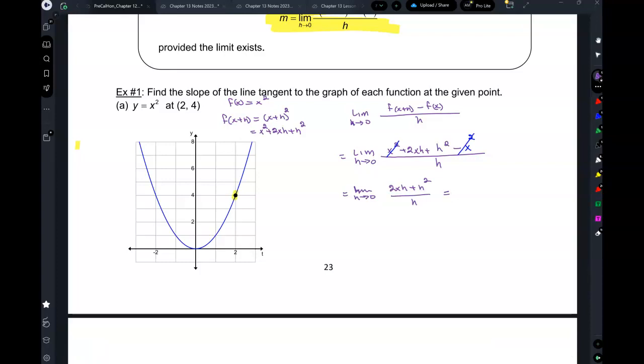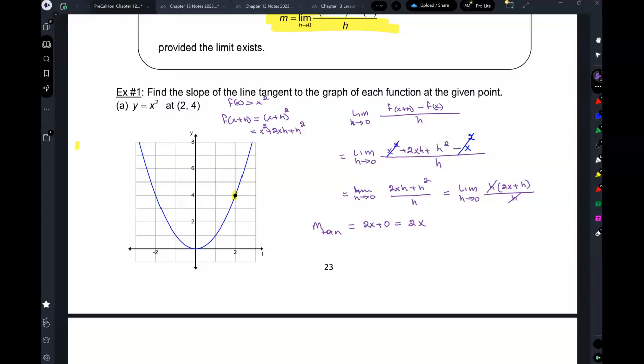Can we factor out an h? We can. So the limit as h approaches 0 of h(2x plus h) over h. The h's disappear. So now I can plug in h as 0, right? So this will be 2x plus 0, which is 2x. So this is the slope of the tangent line. It's 2x. Here, you now put 0 for h.